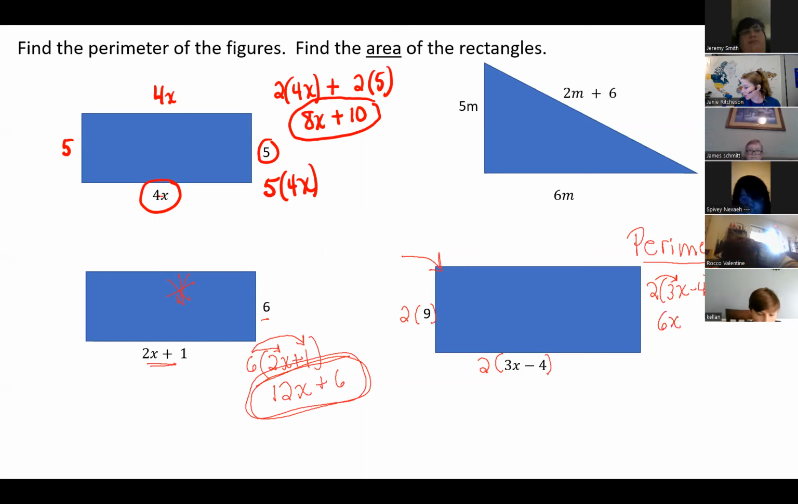Guys, you have to watch those signs. 2 times -4, guys. 2 times -4 is -8. Okay, and then 2 times 9 is 18. So now we've got 6x in our answer. And now, guys, look, we have -8 with positive 18. What's -8 plus 18?